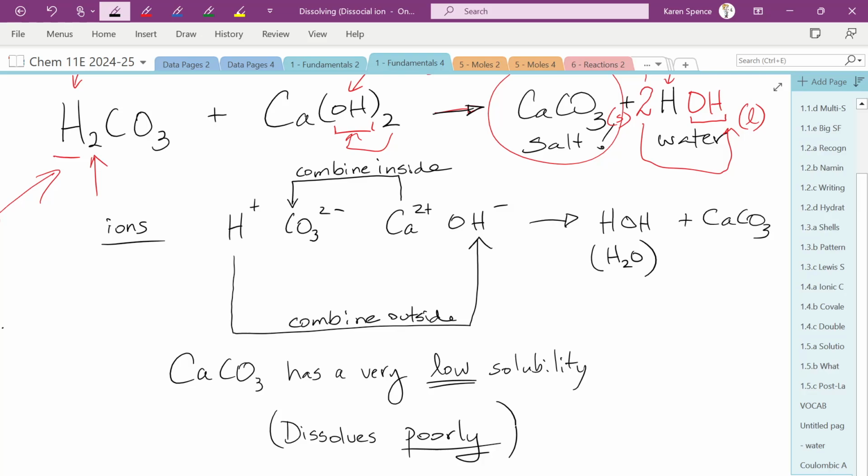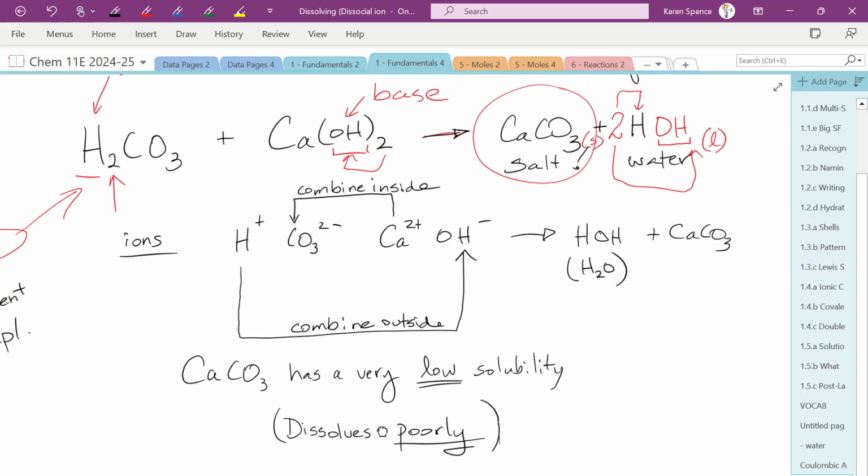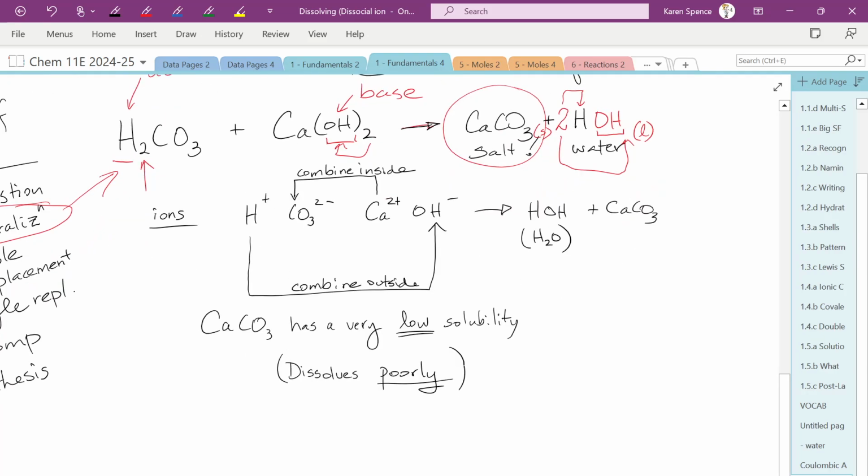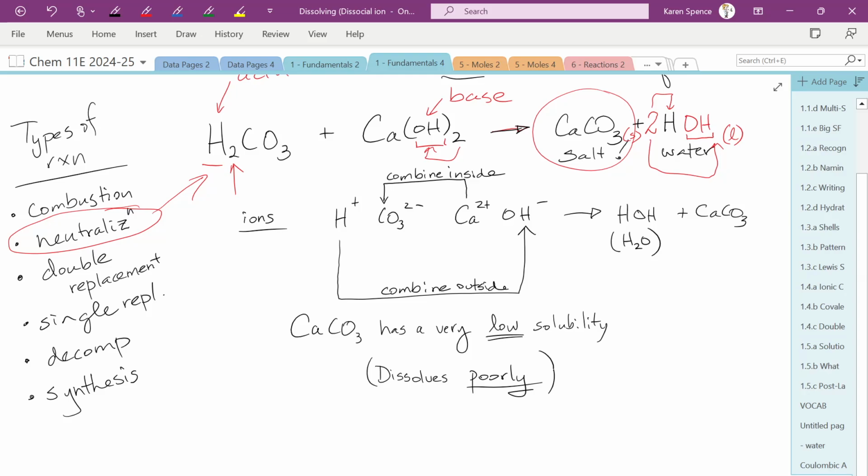And I think this is all I did with my other class. What did I assign for homework? What was the last type of reaction? So we have combustion, neutralization, double replacement, single replacement, decomposition, and synthesis. Can't spell that. Synthesis. S-Y-N, and then like sister, sis.